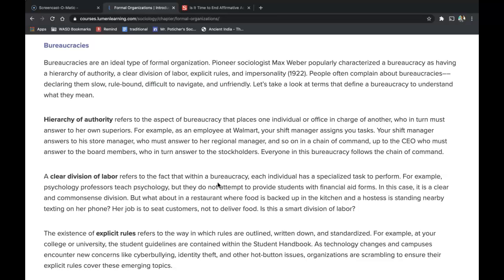For example, psychology professors teach psychology, but they do not attempt to provide students with financial aid forms. In this case, it is a clear and common sense division. But what about in a restaurant where food is backed up in the kitchen and a hostess is standing nearby texting on her phone? Her job is to seat customers, not to deliver food. Is this a smart division of labor?